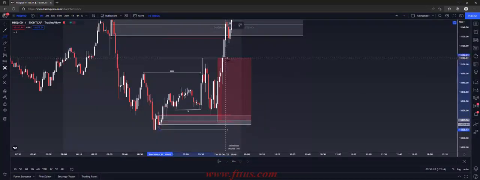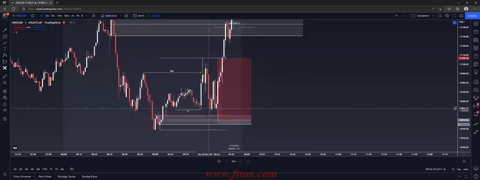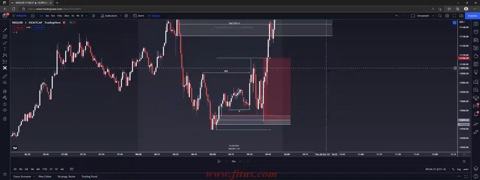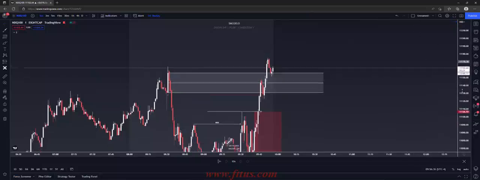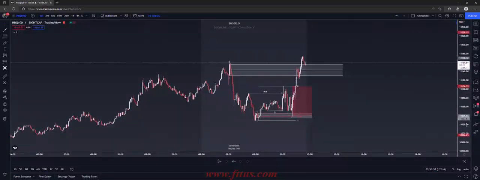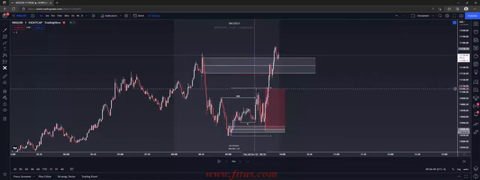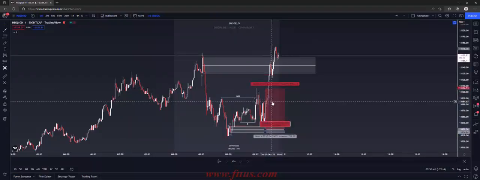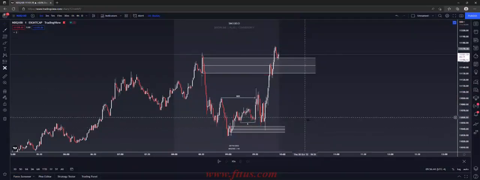And if you look, it tapped right into the fib and then shot up to the supply zone that I marked up. Now, that was the buy, right? Now if you look at the sell, why didn't this play out?